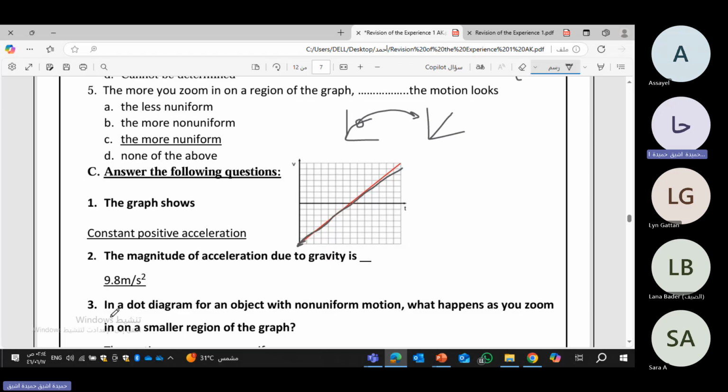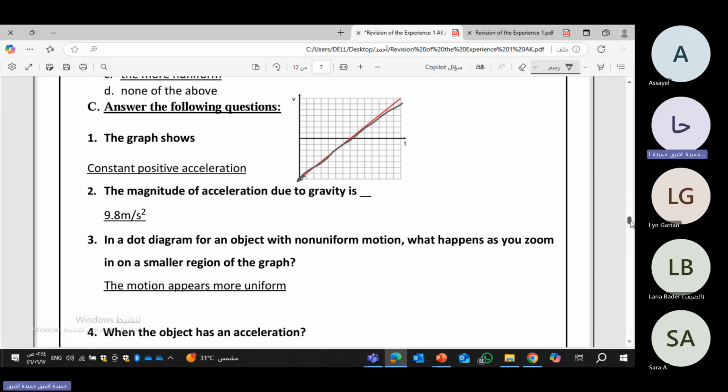The magnitude of acceleration due to gravity, of course in free fall, is constant. What is it for Earth? 9.8 meters per second squared. Exactly, 9.81 is actually more accurate, but you can say 9.8. Meters per second squared because it's acceleration. Don't forget, it's not velocity, you have to put the square.